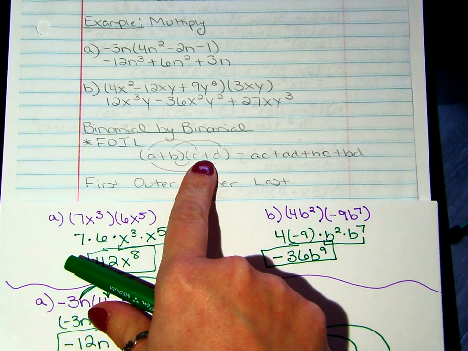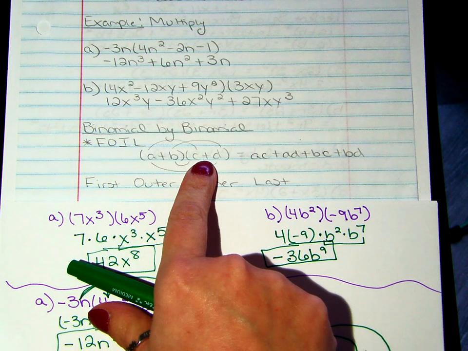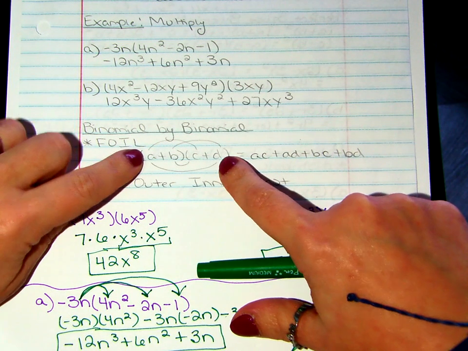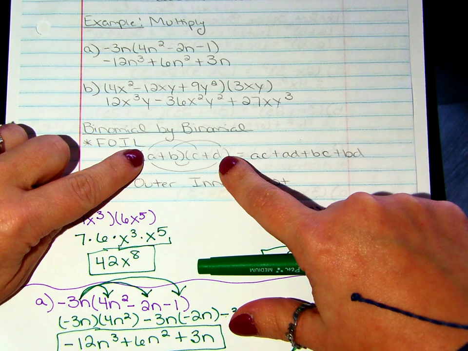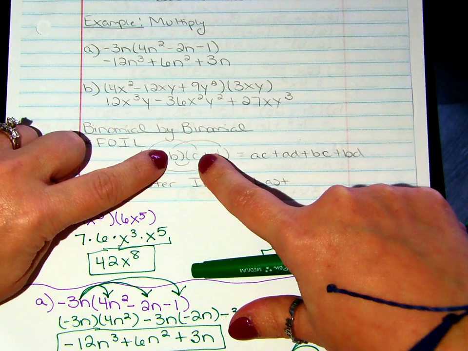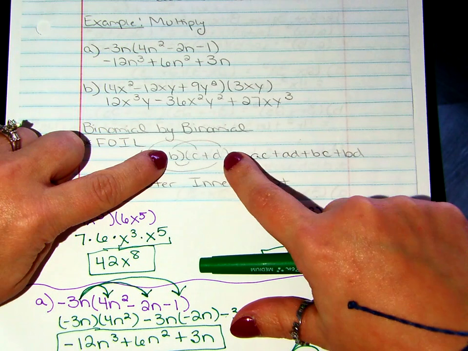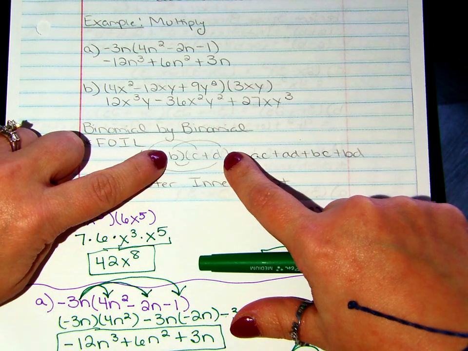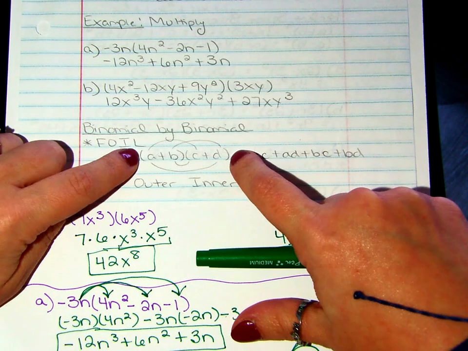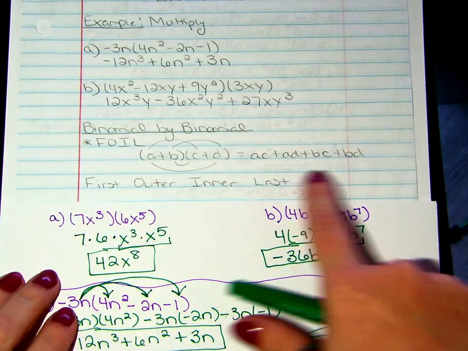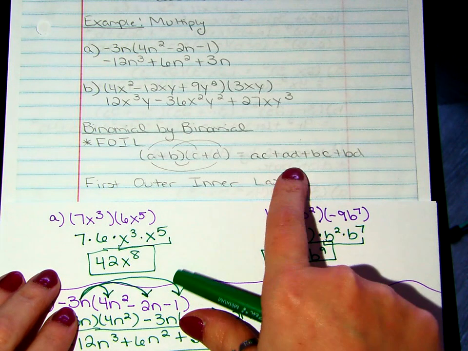So that's your first. Then you take your outer, so the outside two most terms, and you're going to multiply them together. Then you take your inner terms, and you multiply them together. And then you take the last term in each of your set of parentheses. So first, outer, inner, last. And that's what's written over here. These are our first terms, our outer terms, our inner terms, and our last.